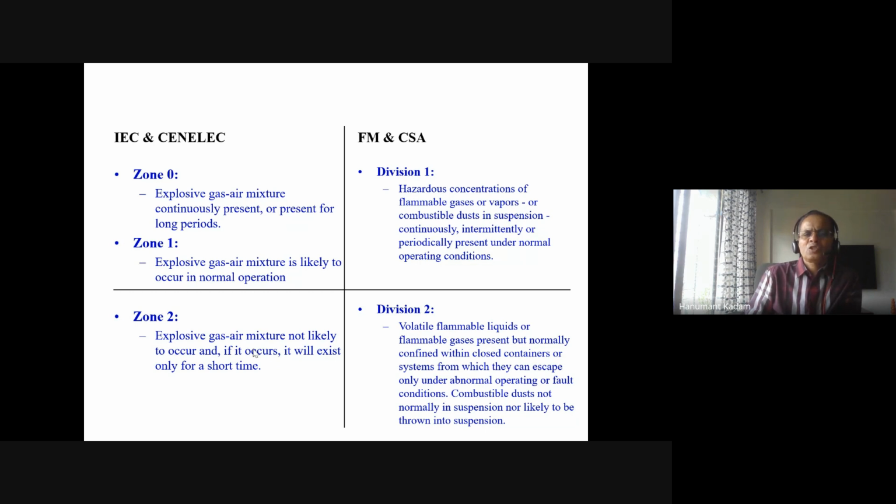If you see zone 0, an explosive air mixture is continuously present or present for a long period in this plant. With an explosive gas and air mixture, this area is called zone 0, and accordingly you have to select a zone 0 enclosure for the transmitters. Similarly, in zone 1, an explosive gas mixture is likely to occur in normal operation. Means sometimes any leakage is there in the line, and that is the zone 1 area. And zone 2 means an explosive gas air mixture is not likely to occur, and if it occurs, it will exist only for a short period. Means in your process, that particular gas is rarely used for some portion. It is not the major product or main product, or raw material, or intermediate or final. So that is zone 2.